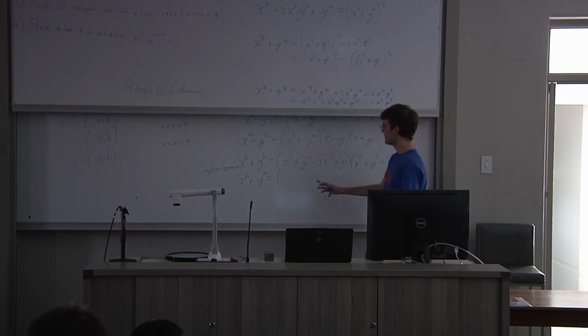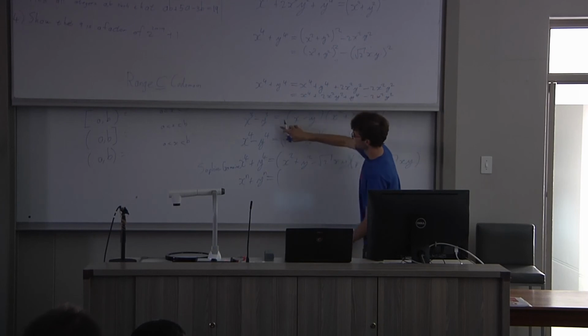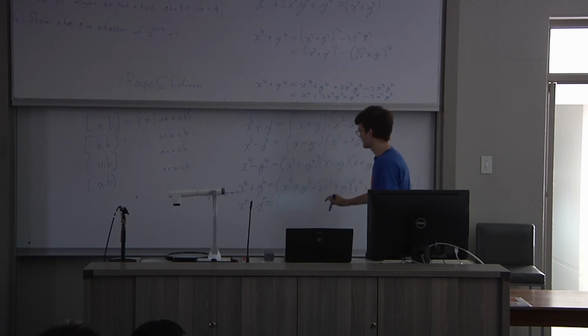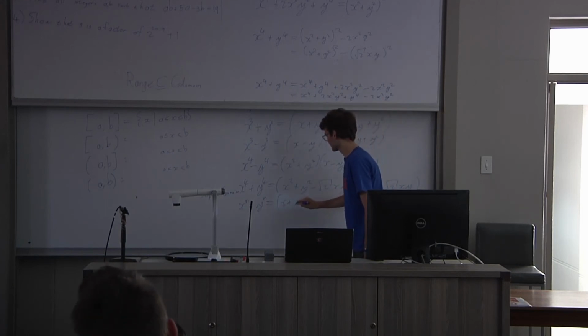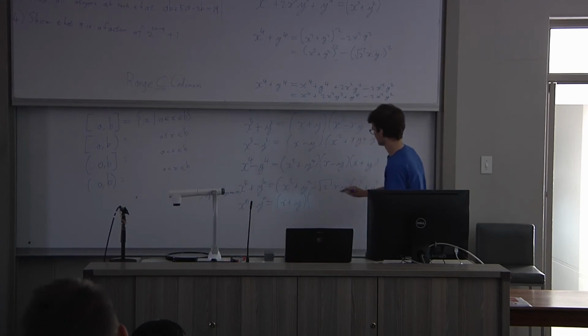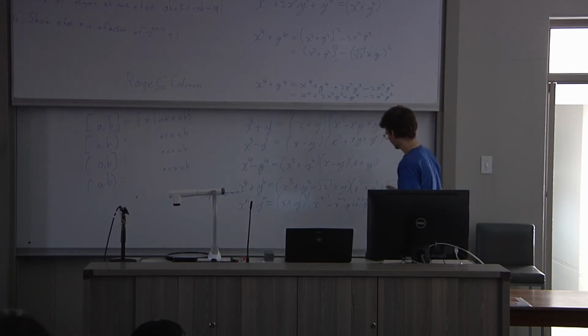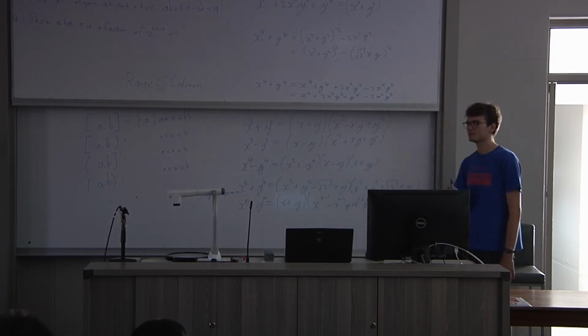So in this case, it's very similar to the sum of cubes here, in that you have an x plus y times x to the power of n minus 1 minus x to the power of n minus 2 times y plus x to the power of n minus 3 times y squared minus and so on, until you end up with plus y to the n minus 1 at the end.